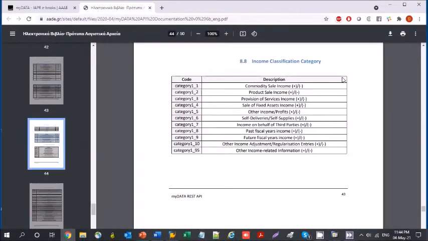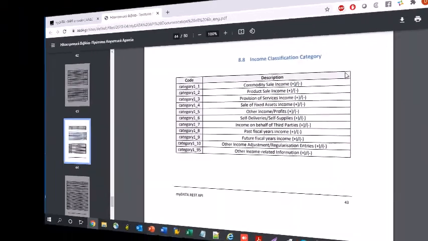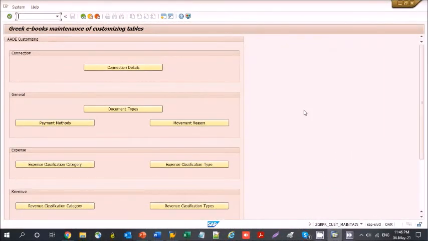One of the most important MyData tables with codes is the income and expense classification category, simply called the categories. There are 26 categories for revenues and expenses. Revenue categories are starting from category 1 and expense categories are starting from category 2. The expenses and revenues categories are mainly related to general ledger accounts used in postings.